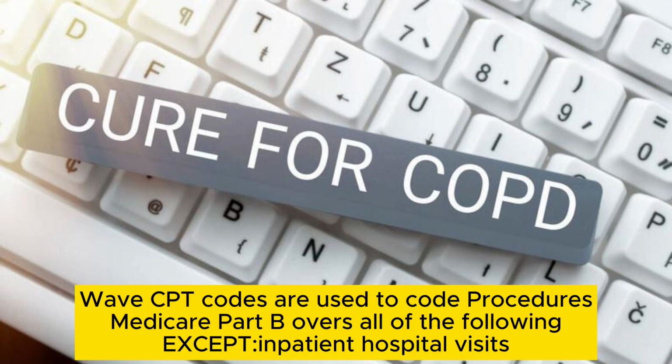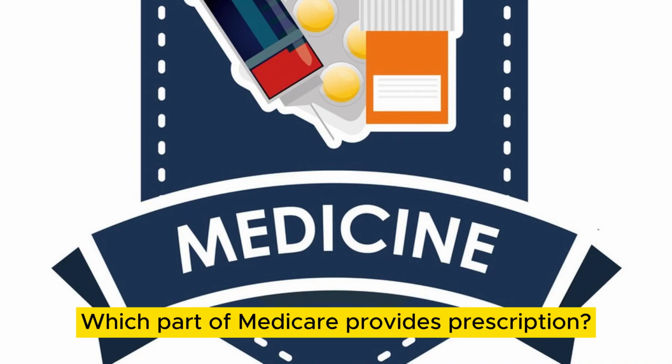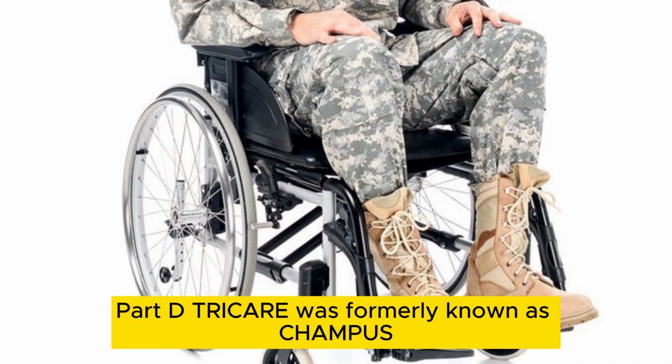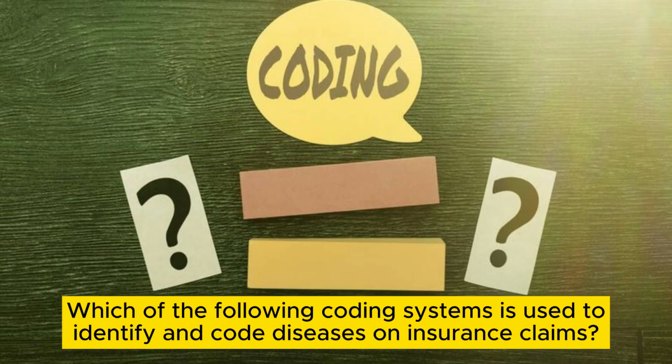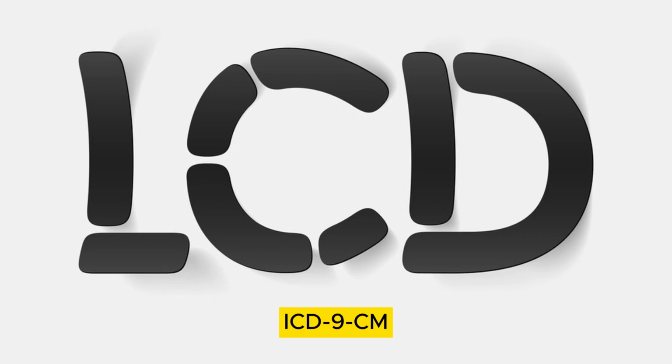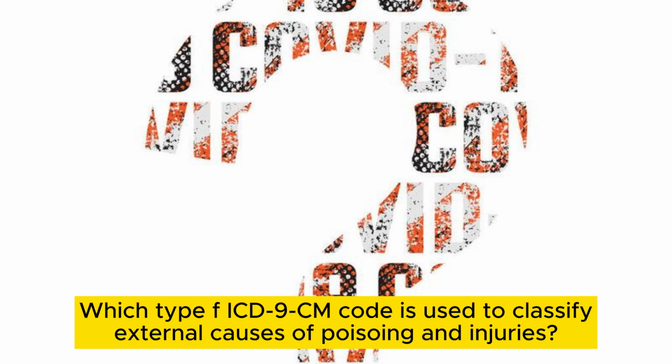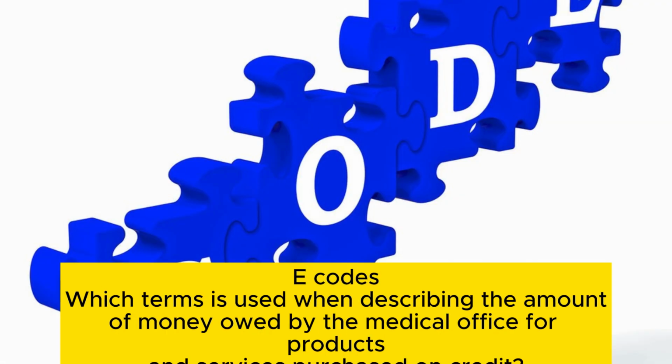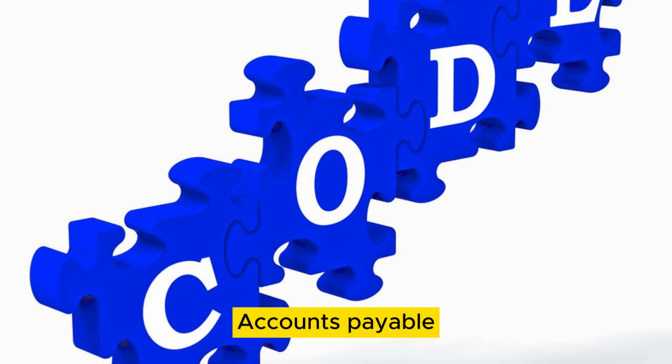Medicare Part B covers all of the following except inpatient hospital visits. Which part of Medicare provides prescription coverage? Part D. Tricare was formerly known as CHAMPUS. Which of the following coding systems is used to identify and code diseases on insurance claims? ICD-9-CM. Which type of ICD-9 code is used to classify external causes of poisoning and injuries? E codes. Which term is used when describing the amount of money owed by the medical office for products and services purchased on credit? Accounts payable.